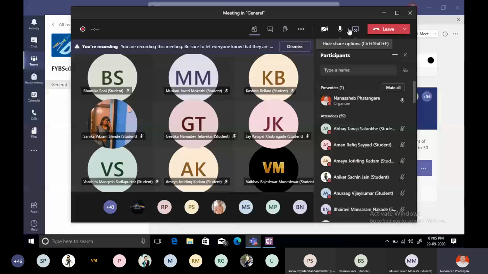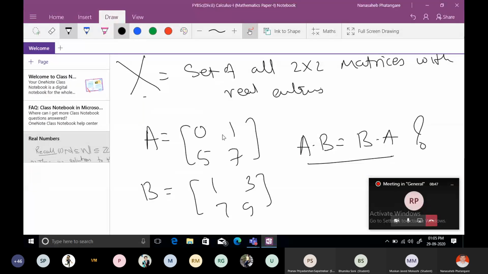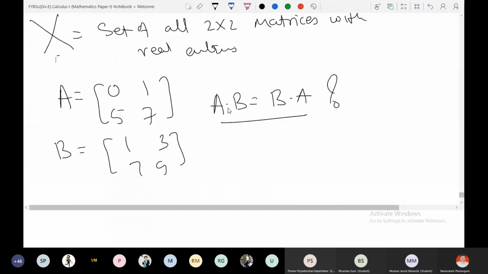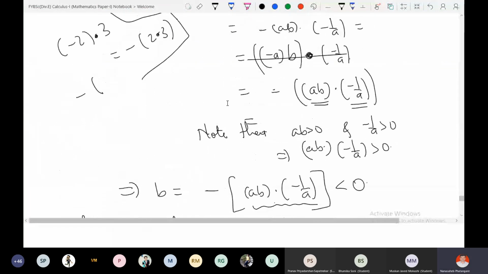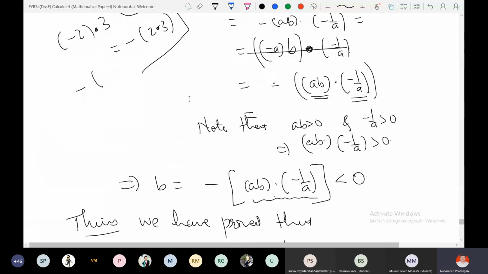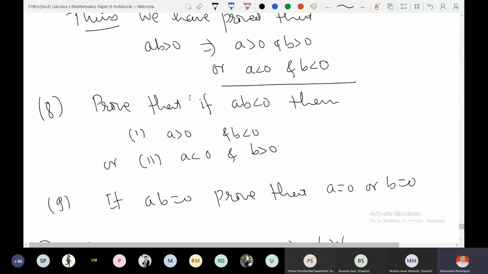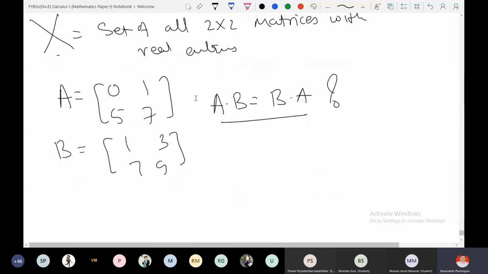We are discussing order properties. We discussed the various consequences of order properties, right? So, if the product of two numbers is 0, then one of them must be 0, or either both are positive or both negative.